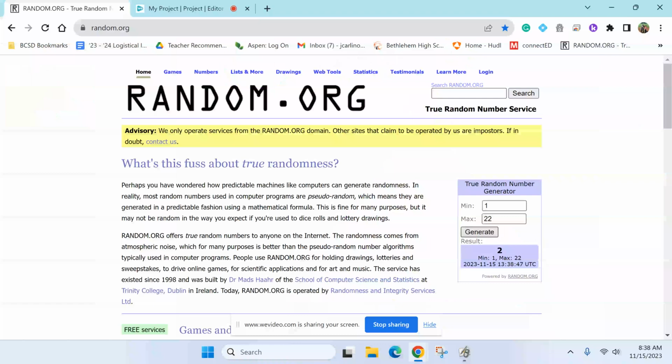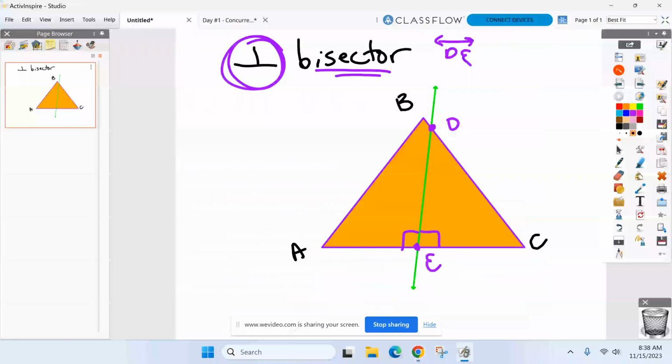Bailey. DE is bisecting side AC. Then AE and EC are congruent. Yep. What markings do I put on there to show that? You got it. Okay. So that's what we're going to focus on today.